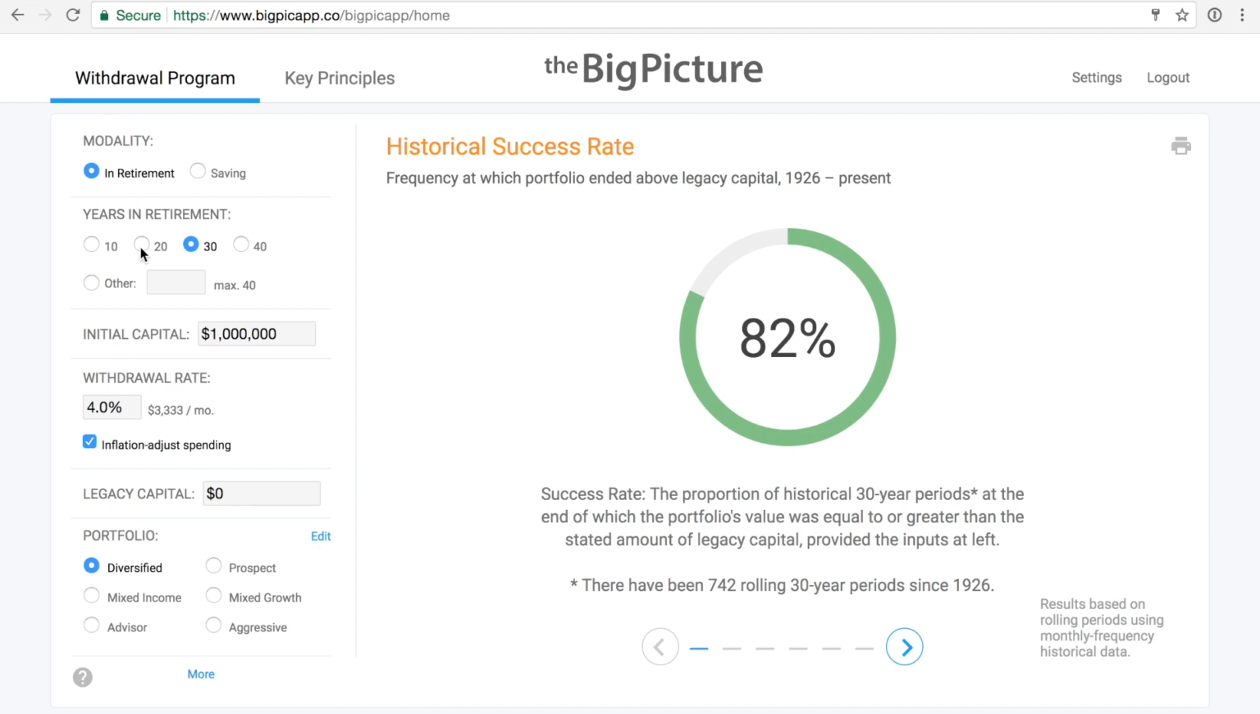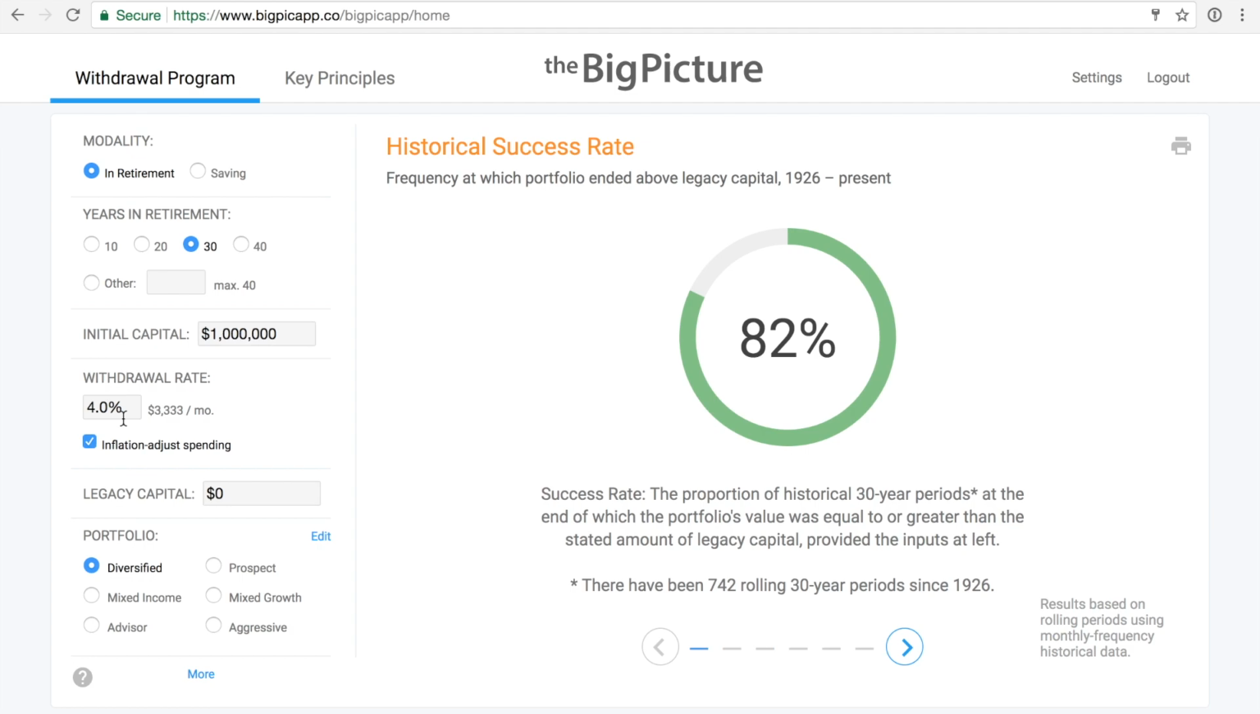The app is telling us that had we invested $1 million in the diversified portfolio and withdrawn from it at a 4% withdrawal rate, it would have remained solvent in 82% of all historical 30-year retirement periods. In other words, it would have run out of money before the 30 years were up in 18% of past retirements, and would not have run out of money in 82%.